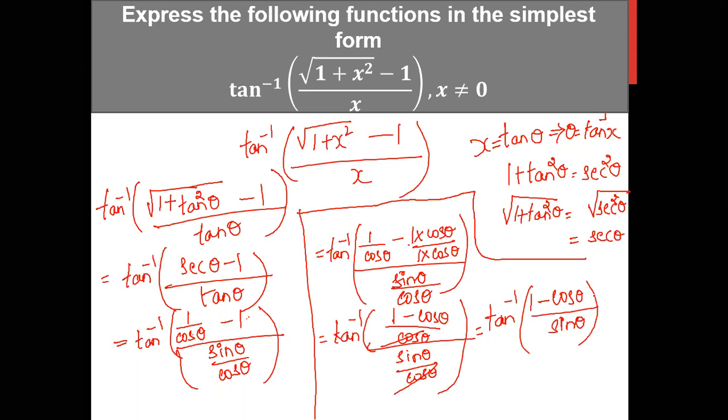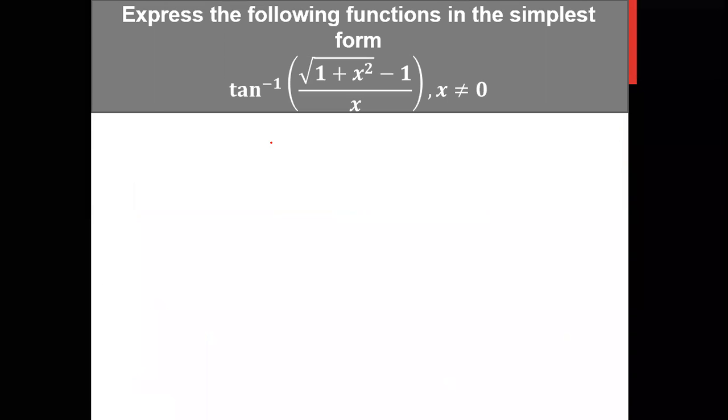Again, it is not in the simplified form. Further, I have to simplify. So what will be my next step, students? I have 1 minus cos theta by sin theta. So I'll erase these things. So now my work has been simplified to tan inverse of 1 minus cos theta divided by sin theta.